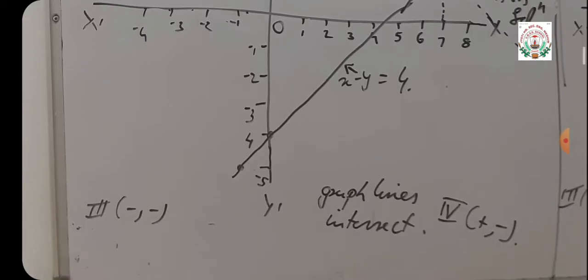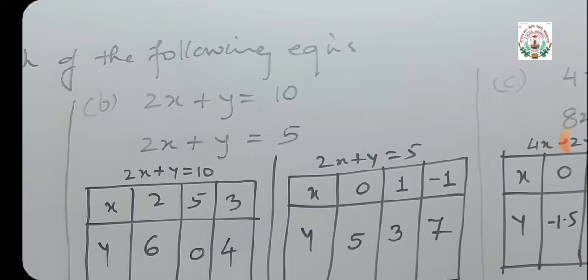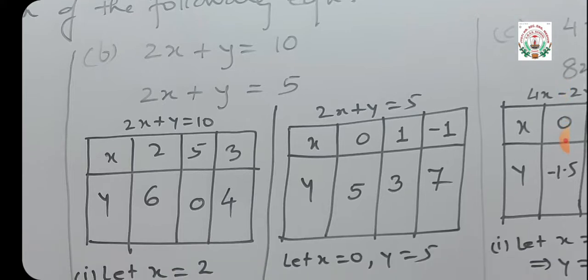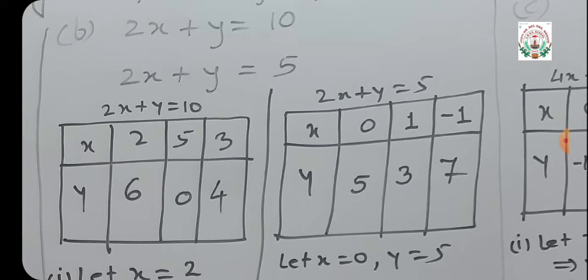Now we come to the second case. In the second case, we take the equations 2x plus y equals 10 and 2x plus y equals 5. Here also, as in the first question, we have to find three different solutions of these two equations. For the first one, x equals 2, then y equals 6; x equals 5, then y equals 0; x equals 3, then y equals 4.